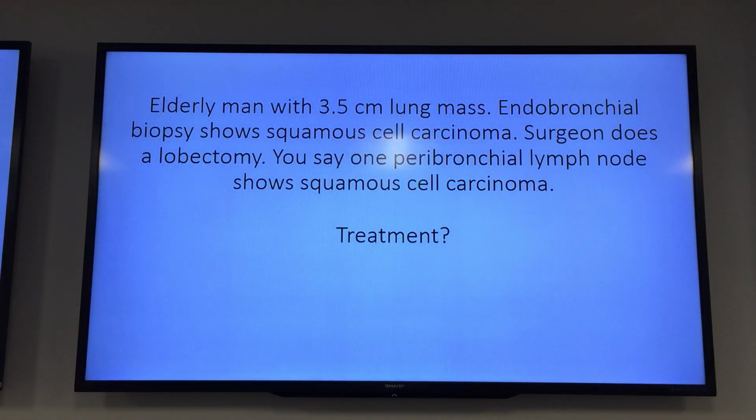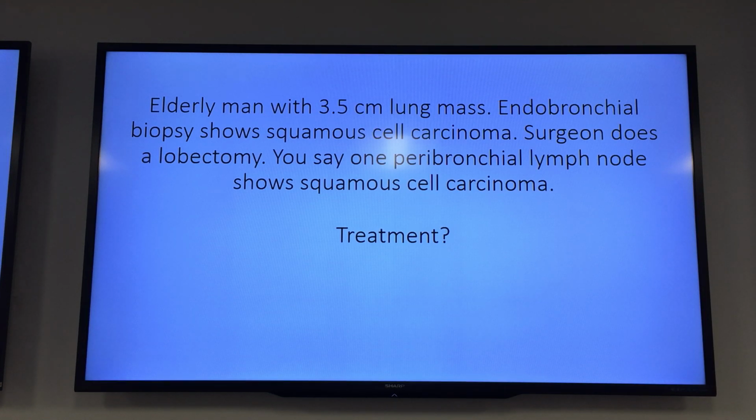All right, Celeste, we go to the next one. 3.5 centimeter lung mass, endobronchial biopsy, squamous cell carcinoma. You got a lobectomy. Okay, we're not at frozen anymore. You've got it for permanent section, and you said one peribronchial lymph node has squamous cell carcinoma. Do they need treatment or not? The lobe is already done. They need treatment. That's the right answer. Even one lymph node involved gets them chemotherapy or more advanced therapy. It's such a big deal.